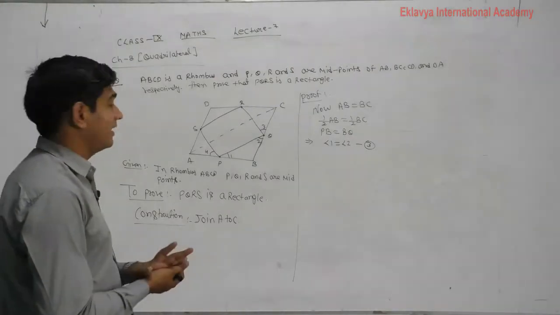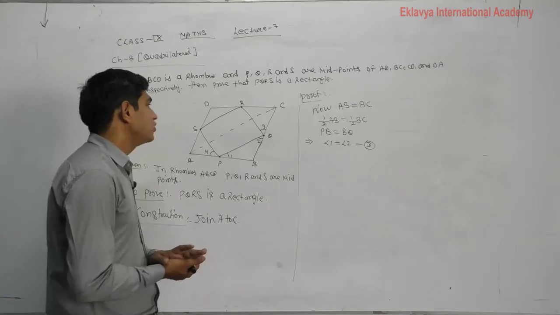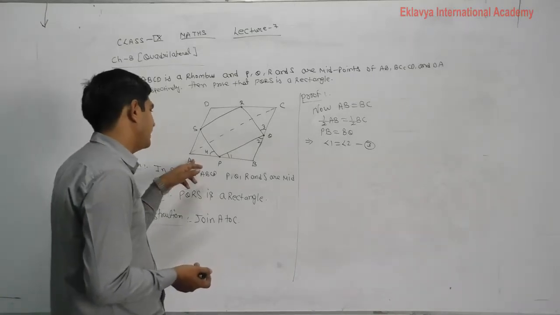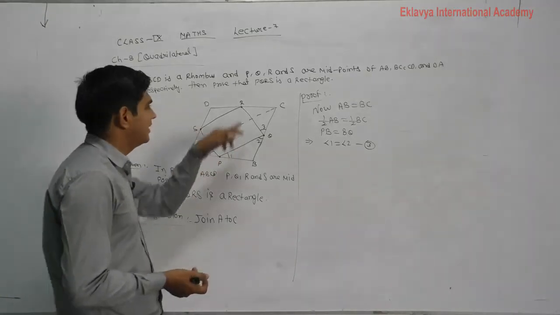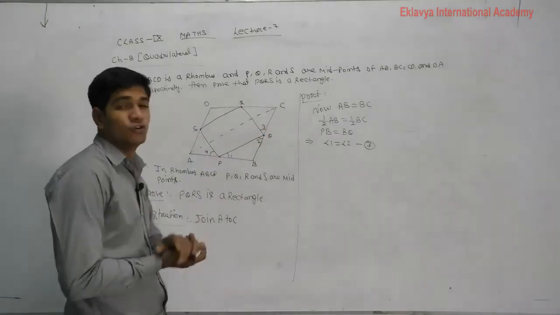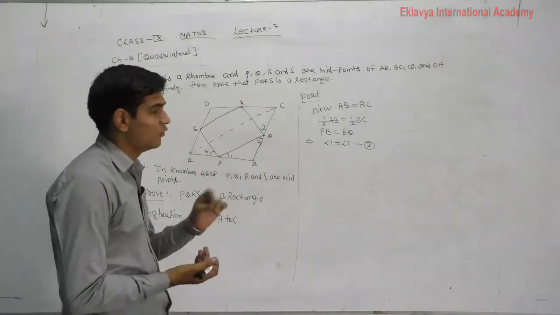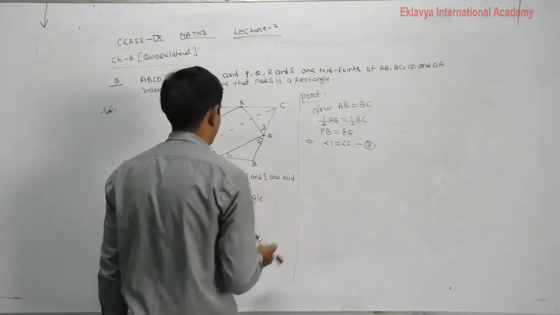Now our next work is to prove that triangle APS and triangle RCQ are both congruent. So how will we prove congruence? Let us say again.